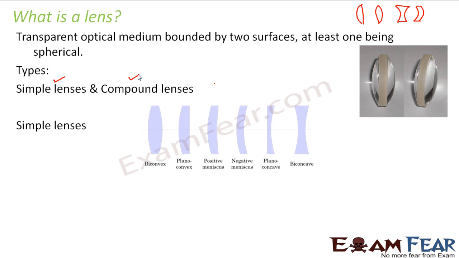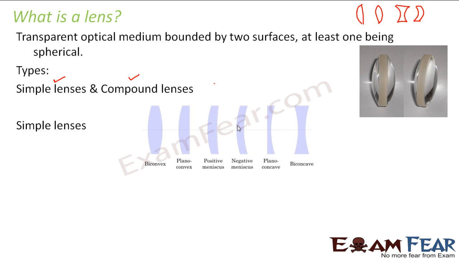Now what are simple lenses? Under simple lenses you have all these different lenses which are formed by a combination of one spherical surface and another spherical or plane surface. For example, this is formed by two convex surfaces, that is called a biconvex lens. This is formed by one plane and one convex, therefore called plano-convex. This is made up of one concave and one convex, so it is called positive meniscus or concavo-convex.